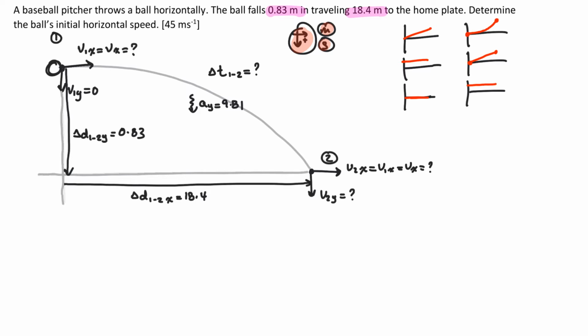We have our graphs, and I will label this as x's and this as y. And let's do our assumption. So we are going to make a few assumptions. We're going to make an assumption that there is constant acceleration and that there is negligible air resistance.